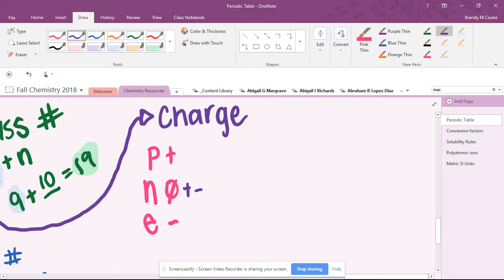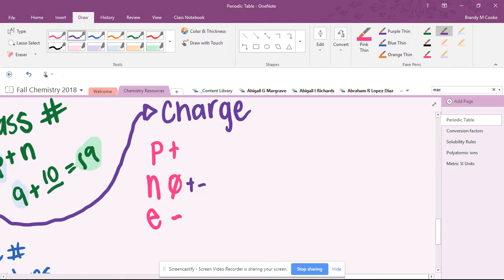Hopefully your answer is no, because neutrons are neutral, and so they have literally no effect. So when we change neutrons, all that does is change the isotope. We have a new isotope. Then we look at the protons. If we change the number of protons, will that affect the charge?